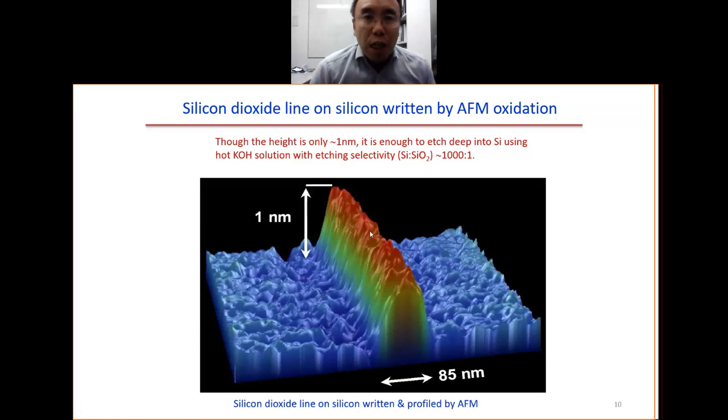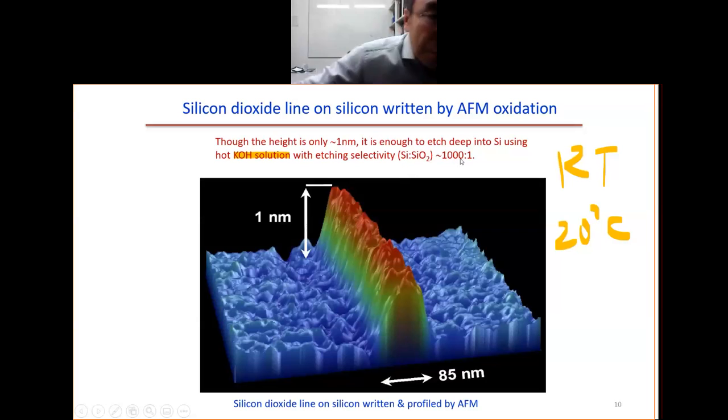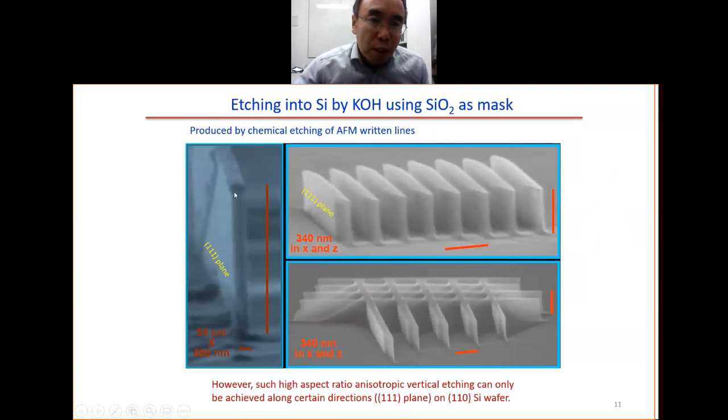So how can we do the pattern transfer using just 1 nanometer thick oxide? This can be done by the KOH wet etching. We know that the KOH etching of silicon is anisotropic, and it has a selectivity of about 1000. You get this high selectivity at room temperature, 20 degrees. If we do it at higher temperature, like 70 degrees, then the selectivity will be about 200 to 1. So at lower temperature, you get this high selectivity. With 1 nanometer thickness of oxide, you can etch to about 1 micrometer. In this case, it's 690 nanometers.